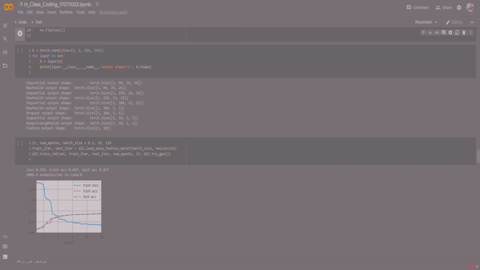If anybody has obtained the accuracy, please put it over there. Only two values: the first one will be training, the second one will be the test.